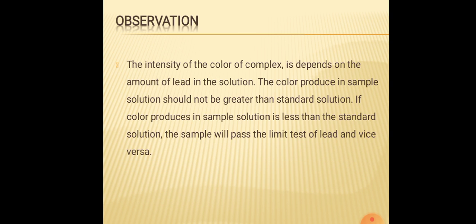So next is observation. So what is the observation? The intensity of the color complex depends on the amount of lead in the solution, and the color produced in the sample solution should not be greater than in the standard solution. If the color produced in the sample solution is less than the standard solution, the sample will pass the limit test of lead and vice versa. Means if the color of your test solution is less than the standard solution, then your test is passed.